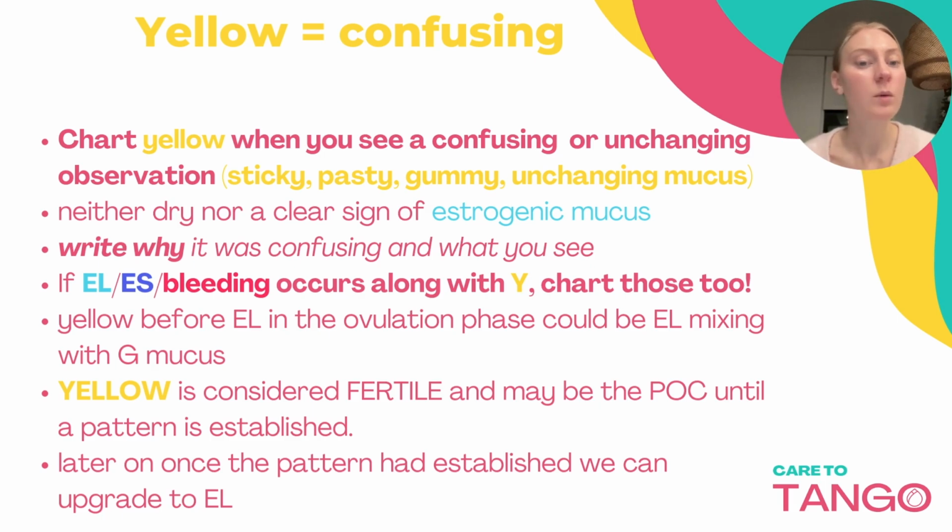You need to write why it was confusing, what you see, and if EL or ES or bleeding occurs along with that, you need to chart those as well. Yellow is considered fertile, and it might be the POC until a pattern is established. So later on, once the pattern has been established, then we can upgrade this to either an EL or downgrade it to G, depending on what we are seeing. But when you're first starting to chart, treat yellow as fertile and then see what happens the next day.